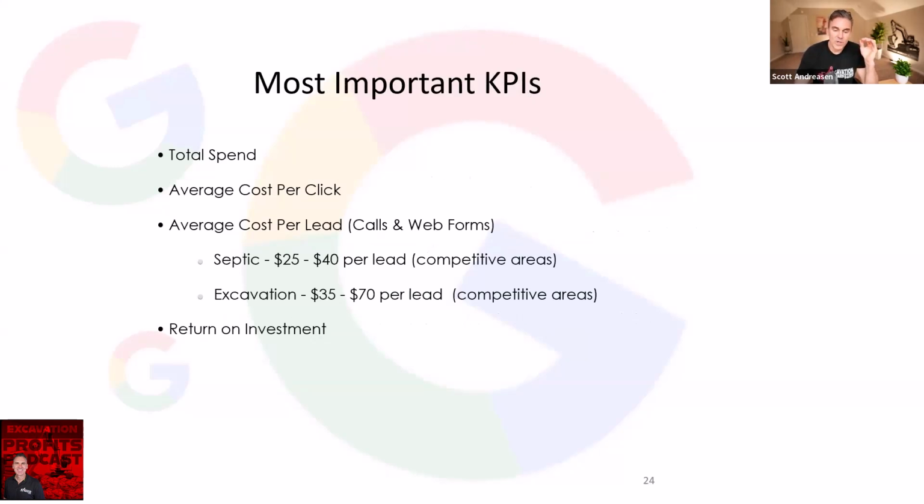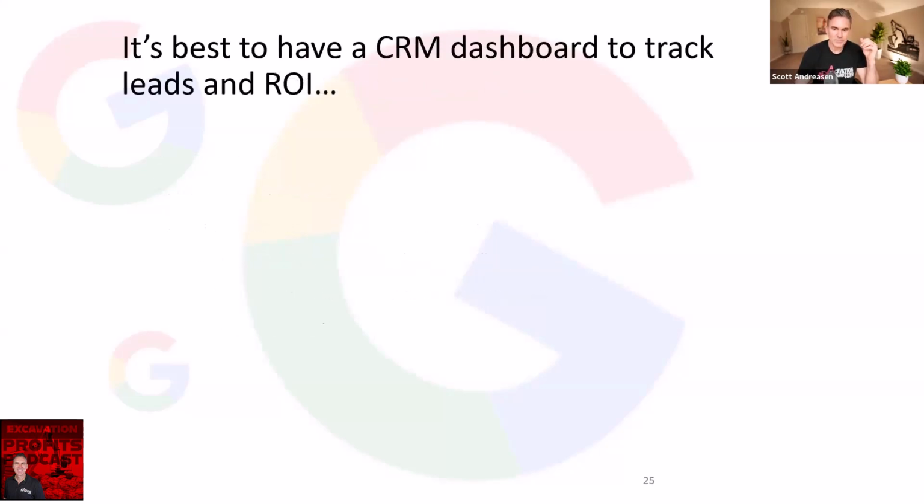And then you're going to want to know a return on investment. So total spend, average cost per click, average cost per lead, and then your return on investment. Those are really the four things you want to be tracking. And it's best when you're running paid ads to have a CRM, a dashboard, to track all this for you, rather than trying to write it down in a notebook or do it on a spreadsheet. It's better if you just have a dashboard that tracks all this stuff for you.